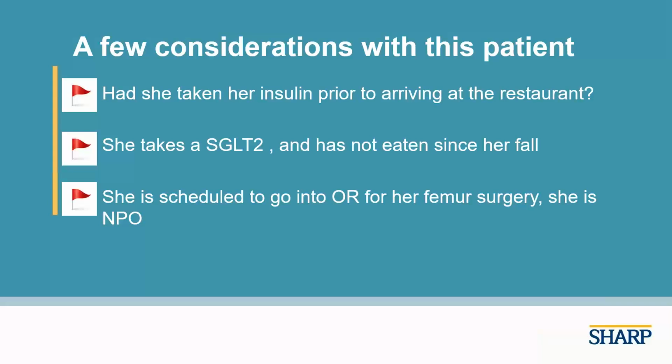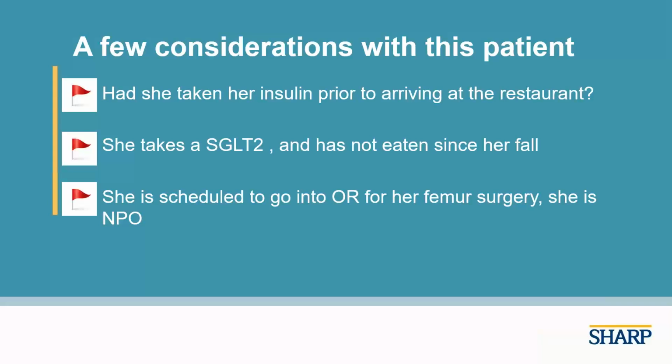Looking at this particular individual, obviously this is something we are looking at in the past, but what we do in our hospital is we have our physicians, on admission, look at those labs. From a diabetes perspective, what we want to make sure of is that we look at a few other things that are happening with the patient. One would be, has she taken her insulin prior to arriving at the restaurant? That would be a little bit of a concern. She had a little lag time for the insulin she was using, and did she just not get to eat at all? The other thing is she takes the SGLT2 inhibitor and has not eaten since her fall.